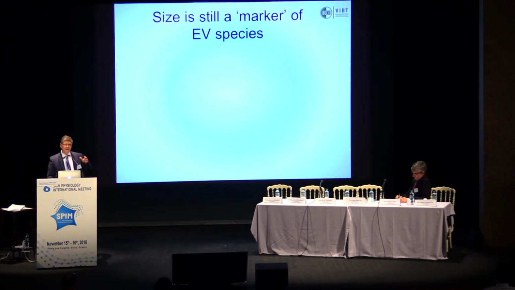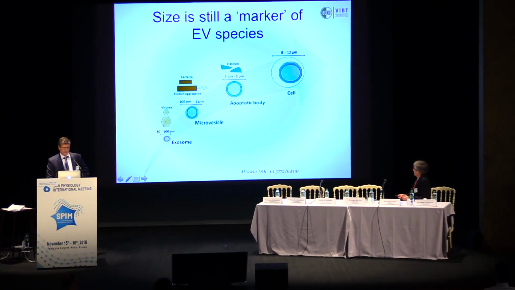Since the biomarkers for the extracellular vesicles are not very clear yet, and we have proteins from the endosomal compartment that have also been found in the ectosomes, we still rely on size as a marker for the EV species, which is not a good marker, but that's how we fractionate and purify the vesicles. If they are below 100 nanometers in diameter, we call them exosomes. If they are 100 nanometers to 1 micrometer, we call them microvesicles. Apoptotic bodies are usually larger, and they are annexin 5 positive by exposing phosphatidylserine to the outside of the membrane.